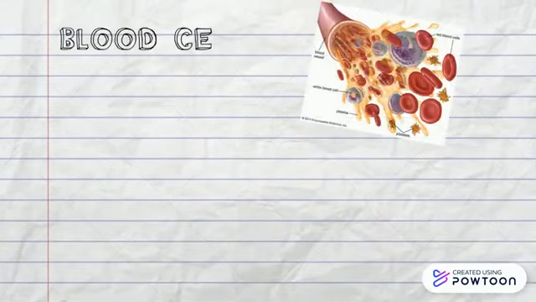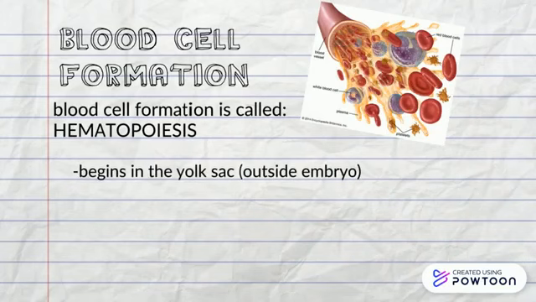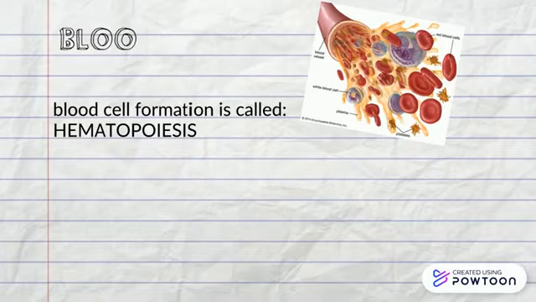Blood cell formation is another major function of bones. This formation is called hematopoiesis. It first forms in the yolk sac and later in development moves to the liver and spleen and in the bone marrow. There are two types of bone marrows.